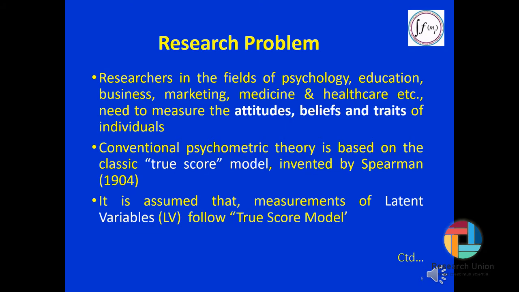What was the research problem of developing the Sama Radial indicator? As I told you, researchers in the fields of psychology, education, business, marketing, medicine, and healthcare, like so many areas of studies, need to measure the attitudes, beliefs, and traits of individuals. Conventional psychometric theory is based on the classic true score model invented by Spearman, 1904. It is assumed that measurements of latent variables follow the true score model.